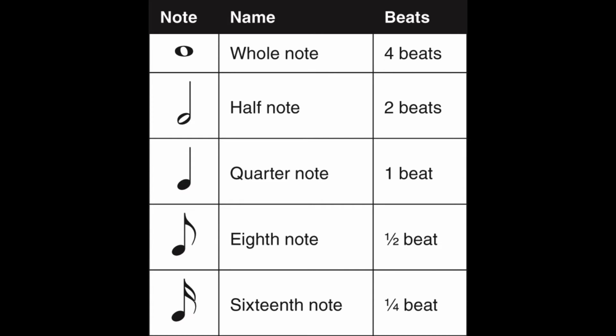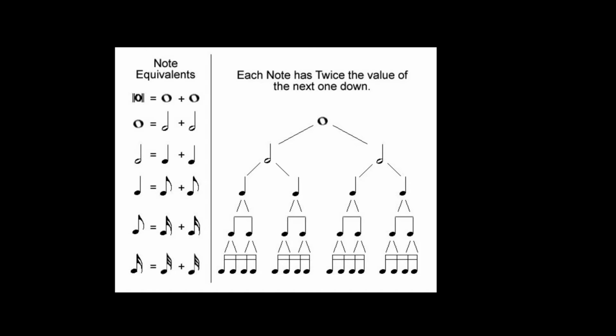Now let's take a look at how they all interact with each other. In this following chart, we can see that one whole note is equal to 2 half notes, one half note is 2 quarter notes, one quarter note is 2 eighth notes, and one eighth note is 2 16th notes. This chart gives a simple idea of how they are all interacting with each other.